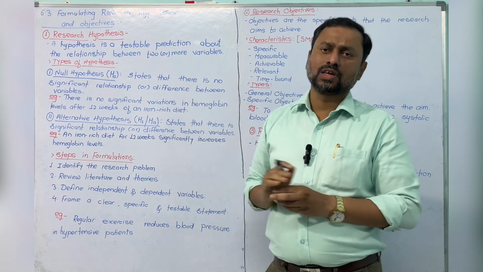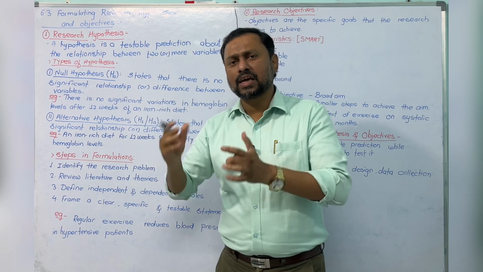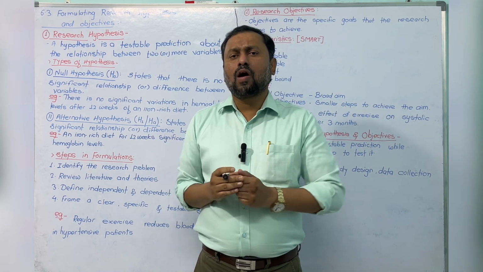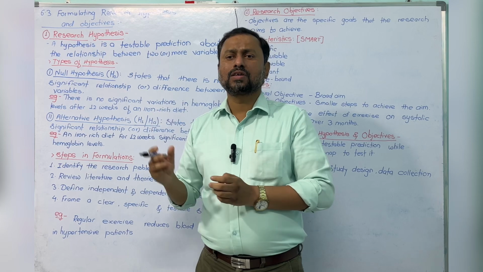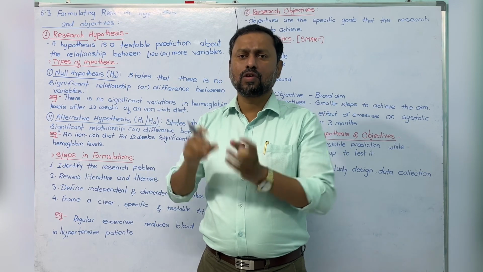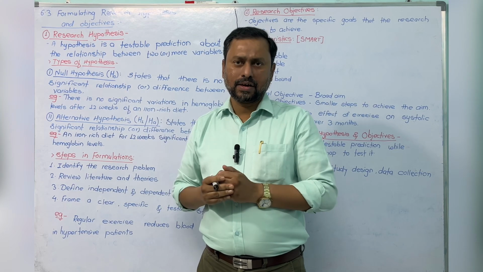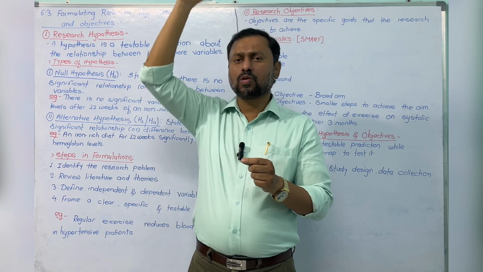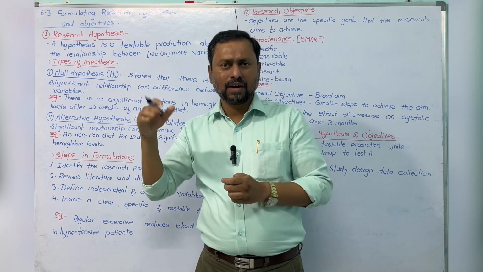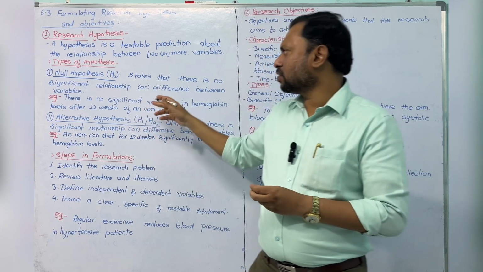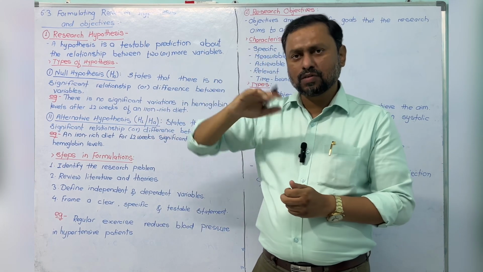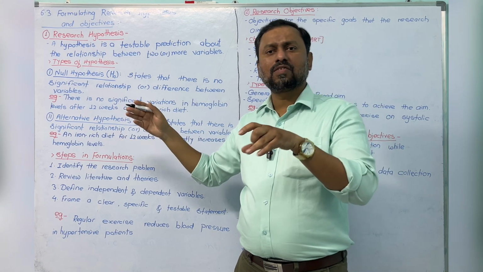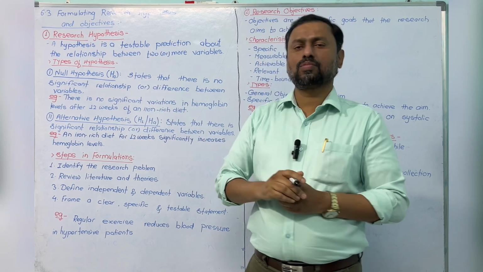That's why we are doing the research. Okay, another example, a very easy example I will tell you. If you give fertilizers to a plant, the plant growth is fast. If this type of relation is actually there, this is called the alternate hypothesis. If fertilizer is given and there is no relation, that is the null hypothesis.